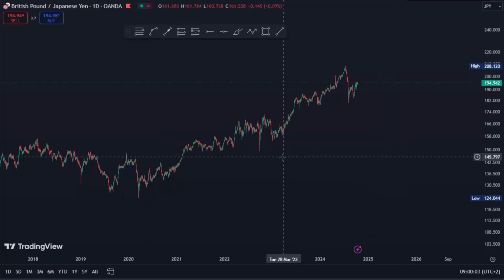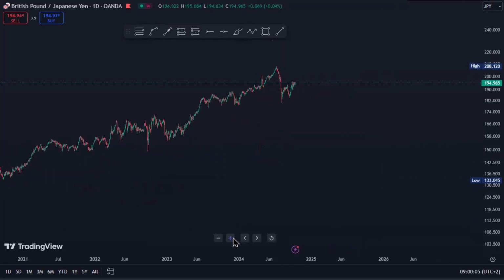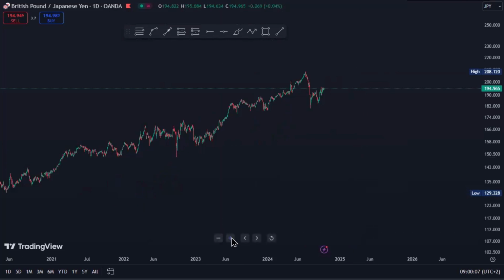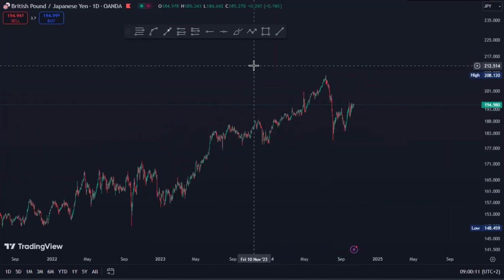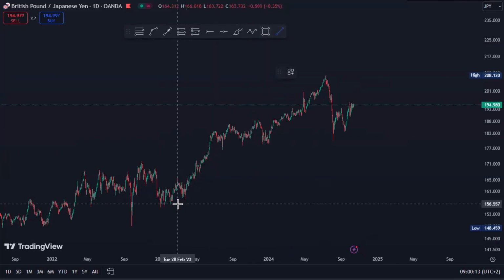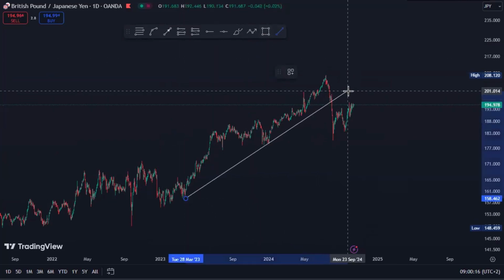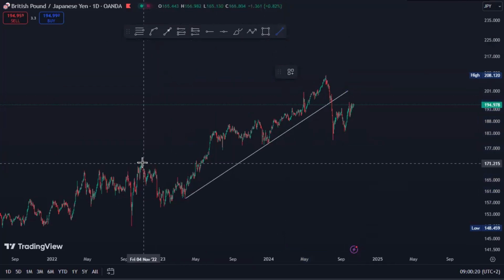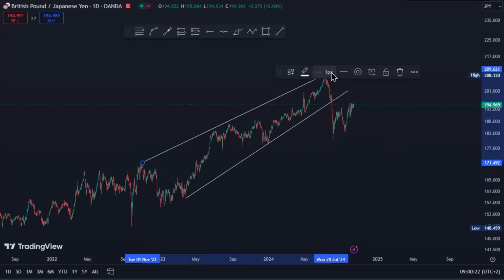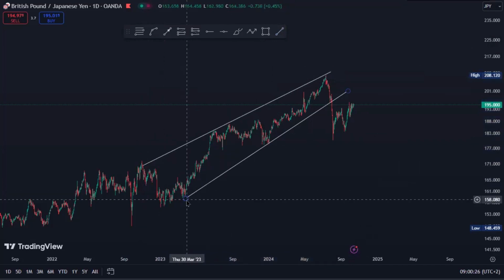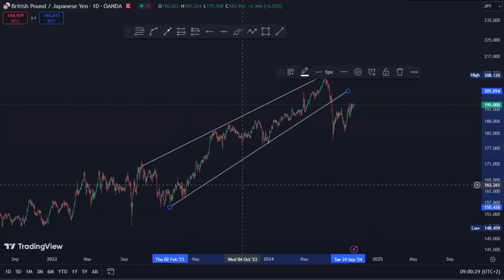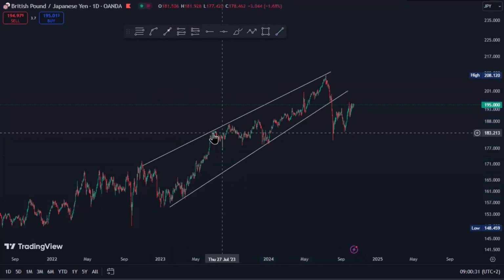So let's go straight into it, guys. We're checking this GBP/JPY, and it's very, very interesting. We have this ascending channel that we're going to identify now, which is this one here, all right? So we have this channel. We can clearly see the first touch, the second and the third touch.